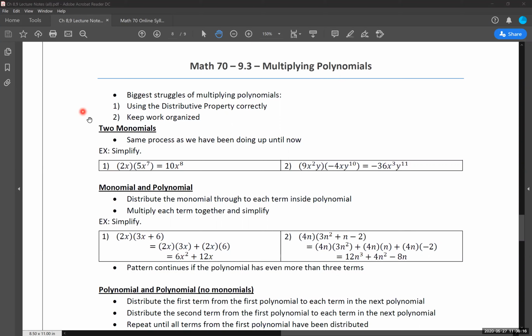I want to emphasize the biggest thing that makes this section, and everything else moving forward with polynomials, very difficult: if you are not using the distributive property correctly, all of this falls apart. That means when you're distributing a number through, a variable through, a sign through, you are doing all of that very, very carefully and very, very systematically.